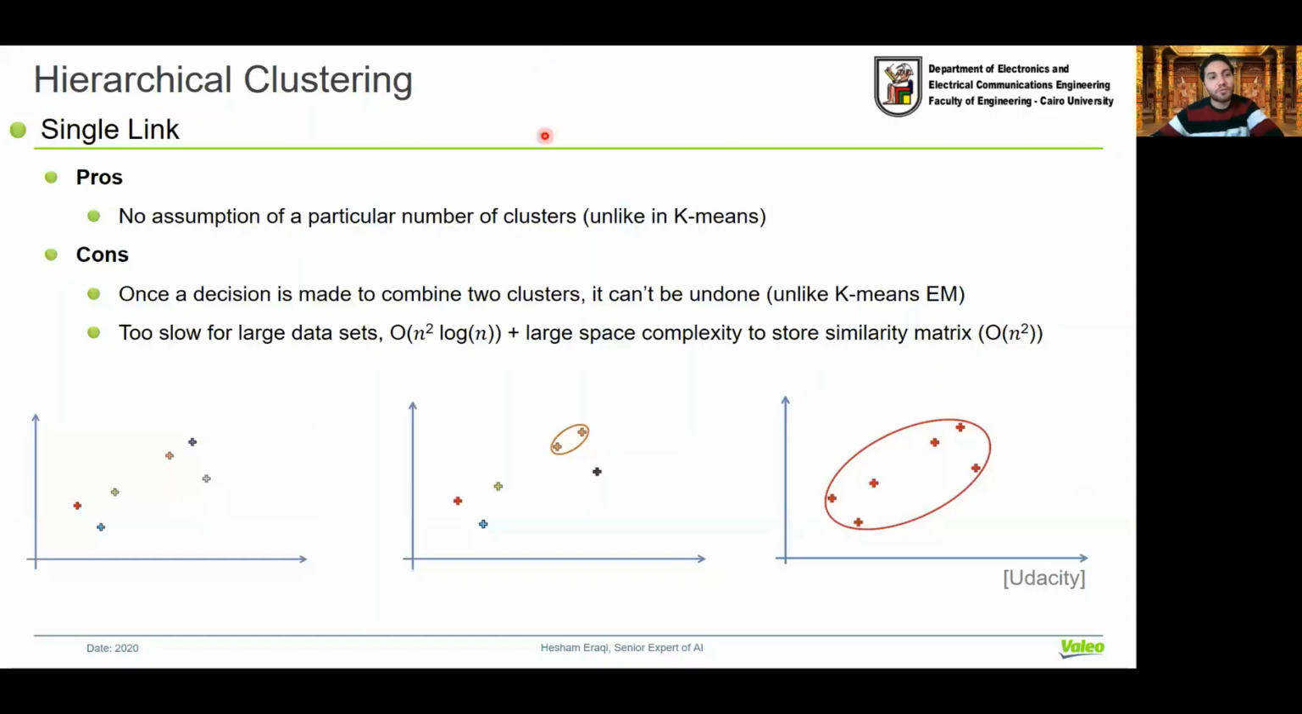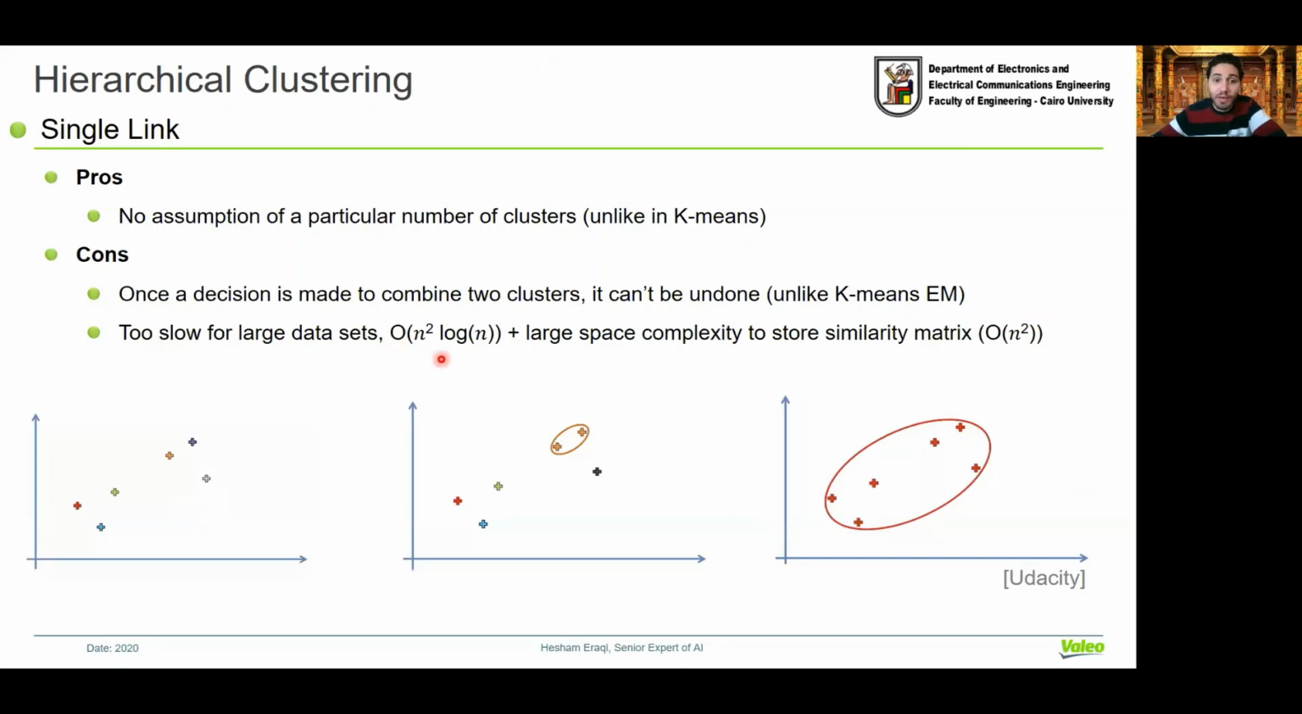The third type of clustering algorithms that we are going to cover is the hierarchical clustering. And the good news about hierarchical clustering is that it does not assume a particular number of clusters. So it does not ask you for k, unlike k-means. This is a good advantage for hierarchical clustering. But on the other hand, the major disadvantage for it is that it is too slow.